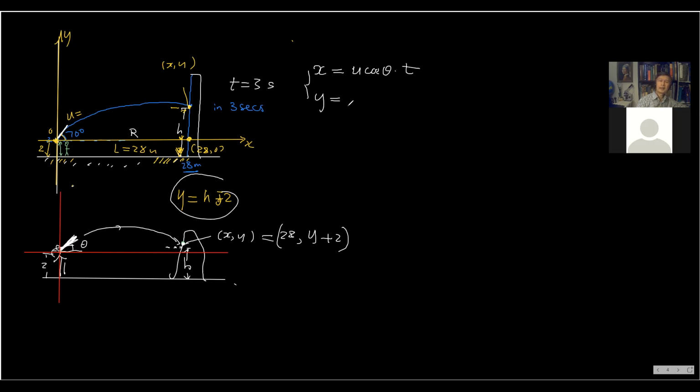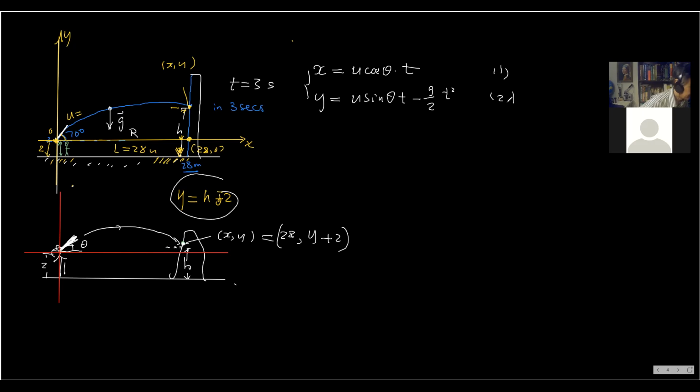Yeah. And how about the y? y is u sine theta times t, yes. A little bit of mathematics. And the gravitation is downward, okay? So therefore, it is take half g t squared. That's it. Can you solve this problem by yourself? These are two basic equations.